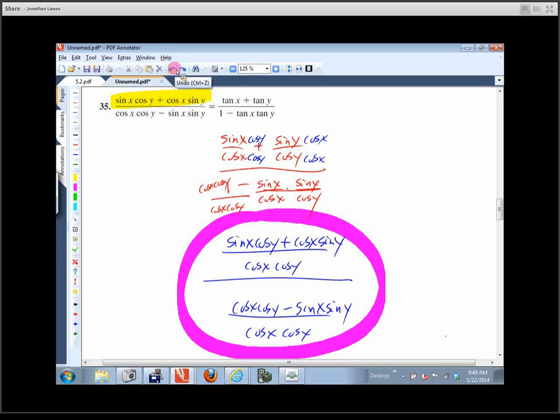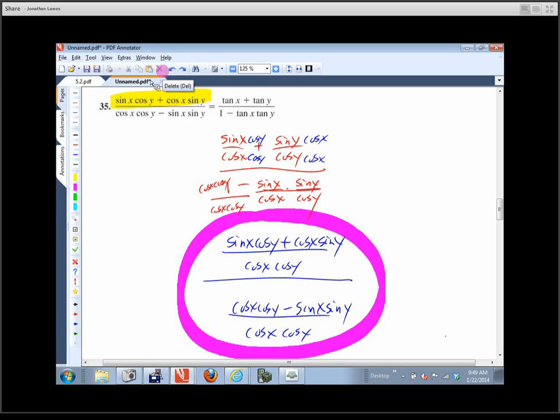What I did was I factored out cosine of x times cosine of y of the numerator and denominator. So you factored what out? Cosine of x times cosine of y. Oh, and then divided out? Excellent. Most people would struggle with that, I think.